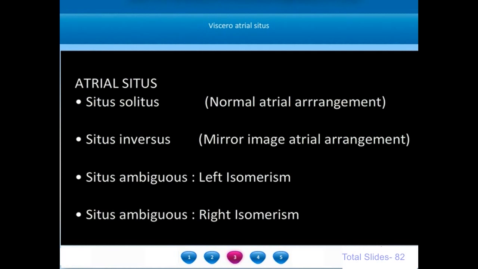In situs inversus, there will be a mirror imagery. So the liver and the inferior vena cava will be on the left. The abdominal aorta and stomach will be on the right. And the morphological right atrium will be on the left and the left atrium will be on the right. Situs ambiguous can fall into the category of left isomerism or right isomerism.